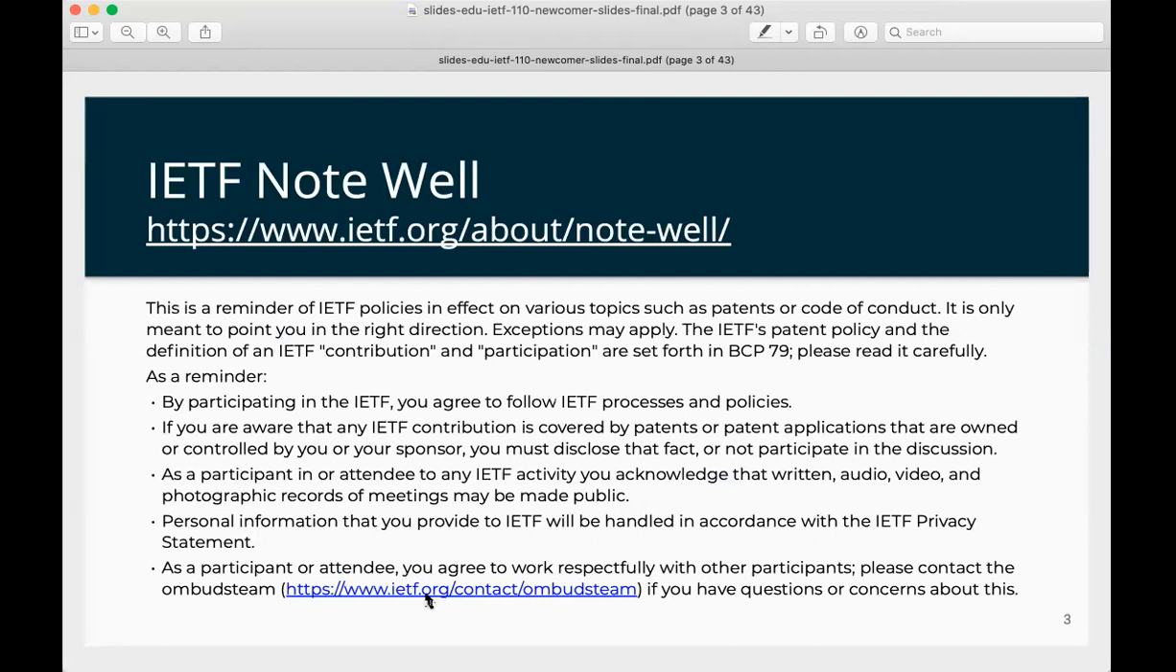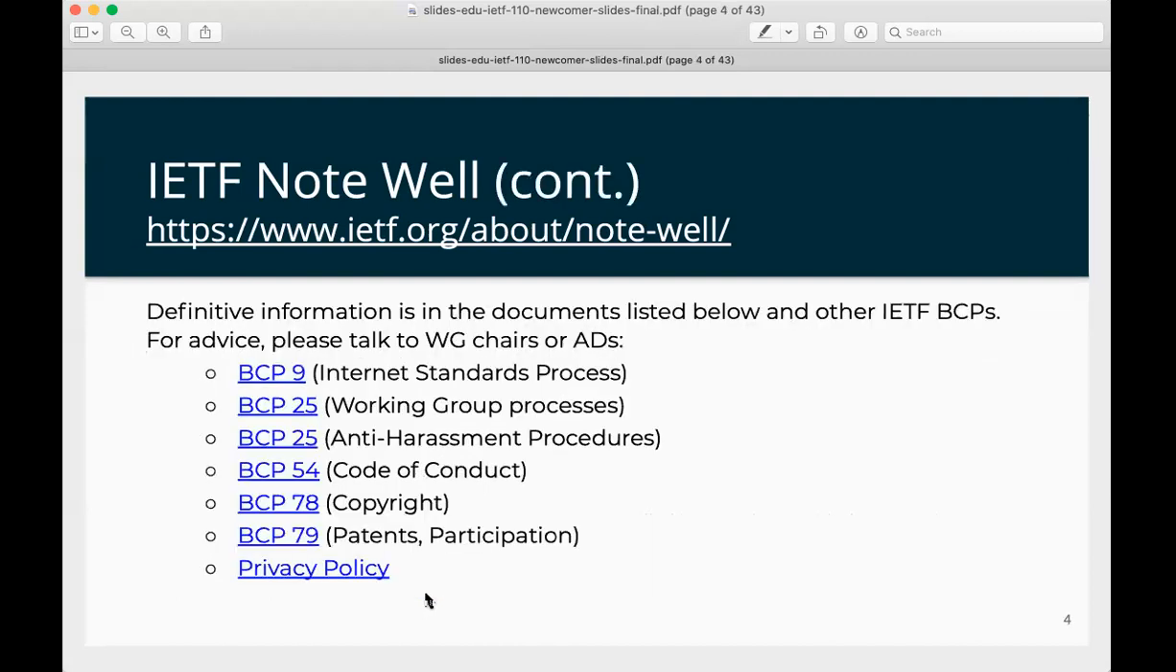I'm going to start with one of the keys to the IETF. This is the IETF Note Well. When you registered for the meeting, you acknowledged and accepted this, and you will also see it at the very beginning of all IETF meetings. This reminds you about the basic policies of the IETF, the code of conduct, and those kinds of things. It also has a list of RFCs that talk about the process, our harassment procedures, our code of conduct, and our patents and participation rules.